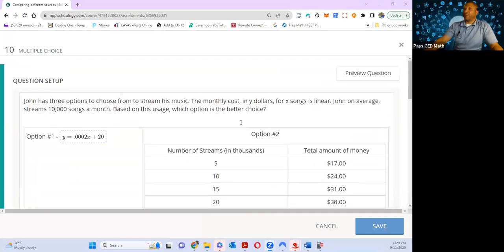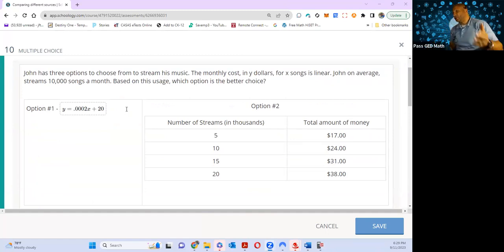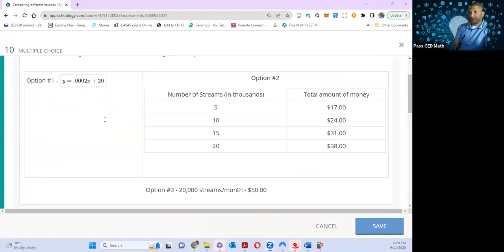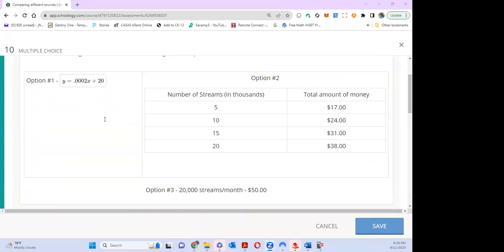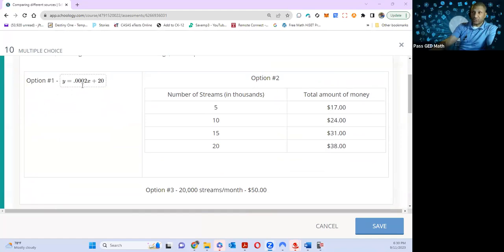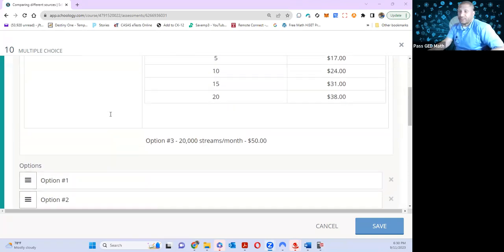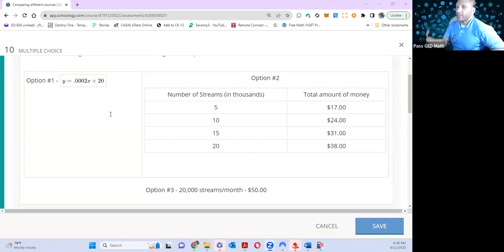Which option is the better choice? The monthly cost in y dollars for x songs is linear. John on average streams 10,000 songs a month. Based on this usage, which one would he get? So again, we know option 2 is not it, right? That ain't even close. But I just showed you what option is the best. Because you know the price of each stream. How many streams are you going to get?